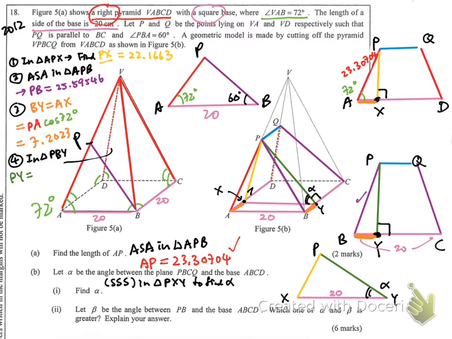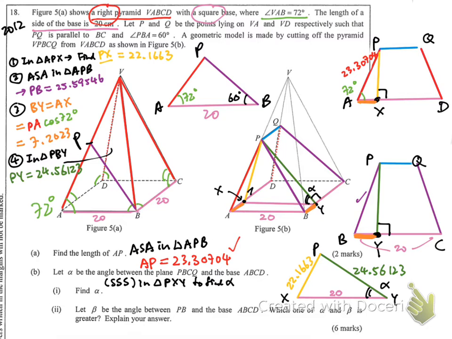You may want to pause it again to check your own calculation. My answer is 24.56123, something like this. So now you have PY is 24.56123. You got XY 20. You got the yellow line. What's the yellow line? It is 22.1663. Now you have all 3 pieces of information.